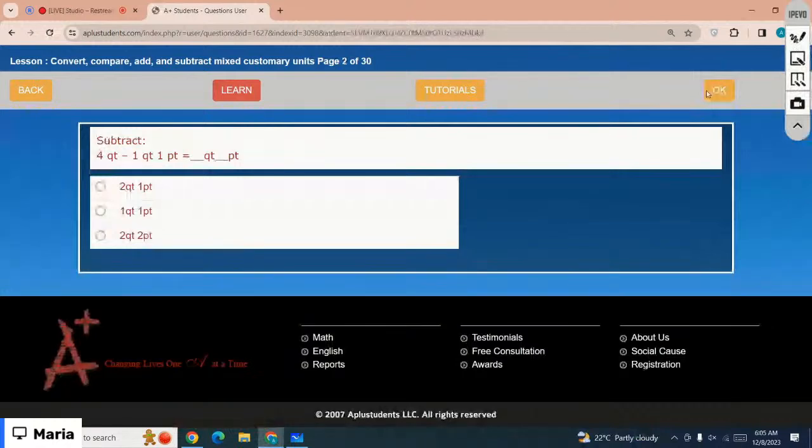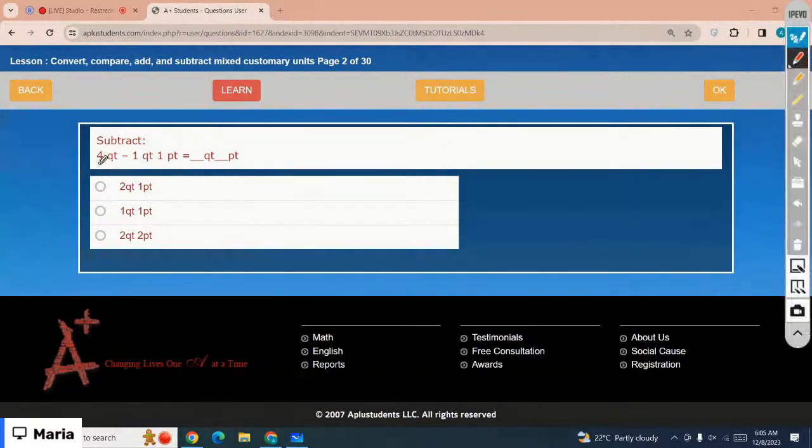The next one is you have to subtract 4 quarts minus 1 quart 1 pint. You always subtract the same unit, right? Here you have 4 quarts minus 1 quart. You can just subtract quarts and quarts. So 4 minus 1 is 3 quarts, and pints are all the same, right? So that would be 3 quarts and 1 pint, right? Why here is 2? 4 minus 1 is 3. What's wrong with these questions?